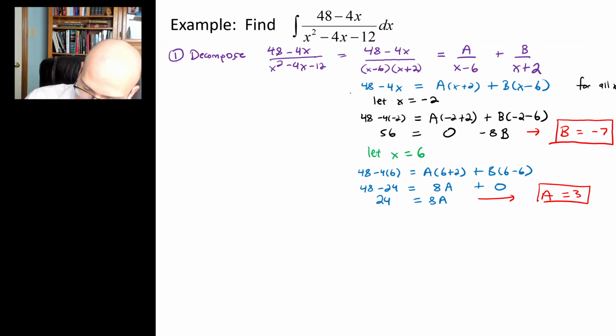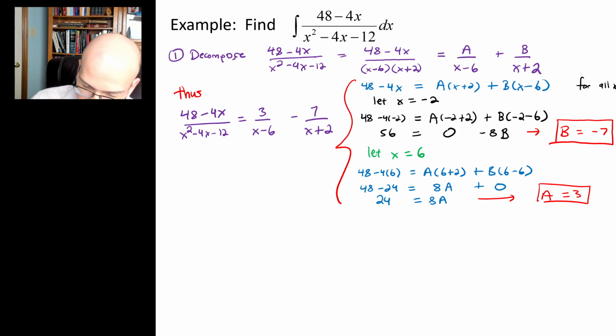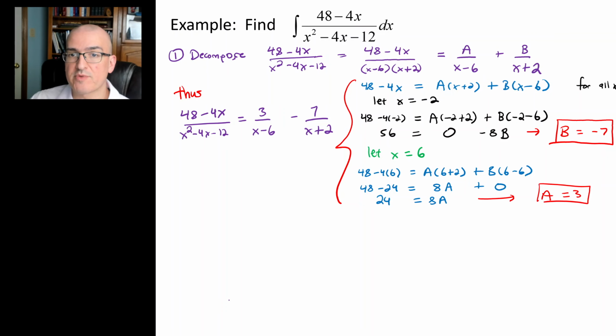So this decomposition tells us, or this stuff we just did, it tells us, thus, 48 minus 4x over x squared minus 4x minus 12, that's equal to a over x minus 6, so 3 over x minus 6 plus b over x plus 2, so minus 7 over x plus 2. That was step 1. Now we do step 2. Now we integrate.